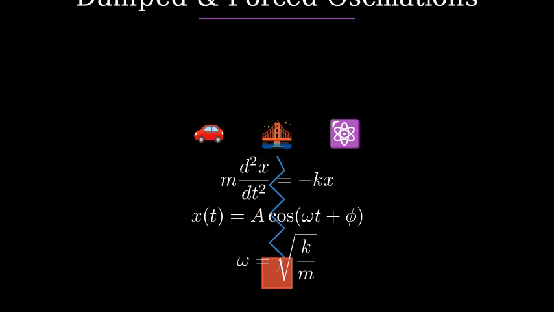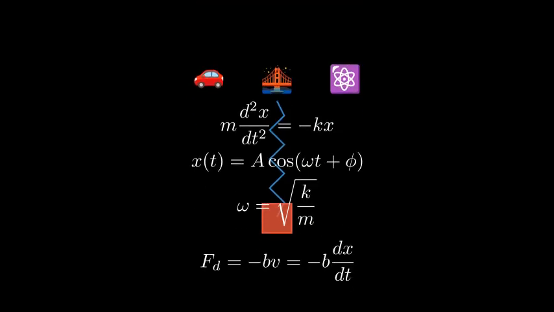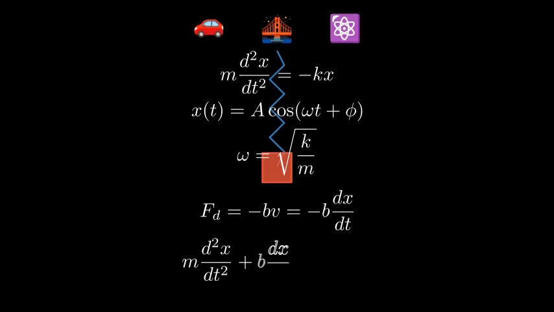Now, let's add damping to our system. In real life, oscillations don't continue forever. Damping occurs when a force proportional to velocity opposes the motion. F sub d equals negative b times v, where b is the damping constant. Our equation of motion now becomes m times the second derivative of x plus b times the first derivative of x plus k times x equals 0.